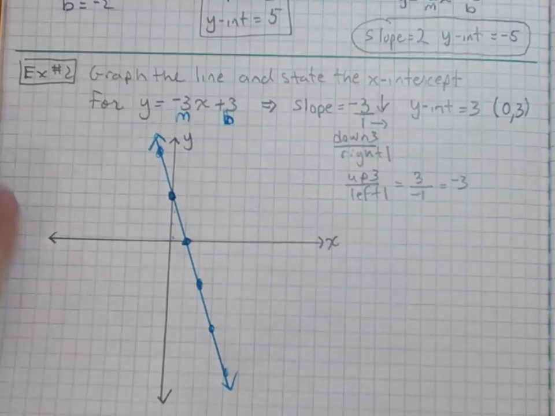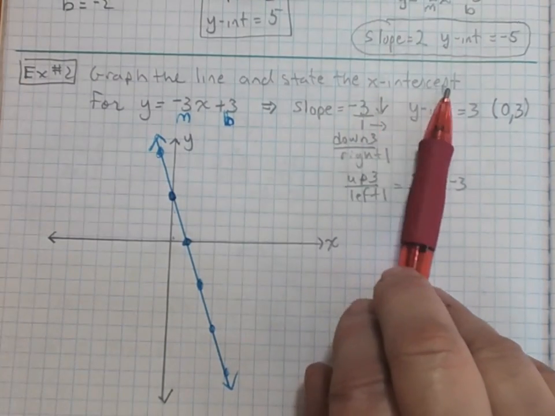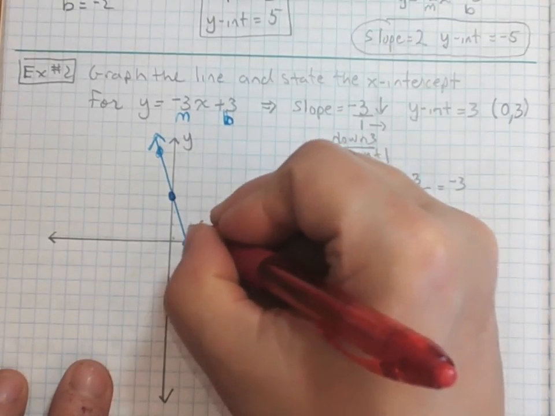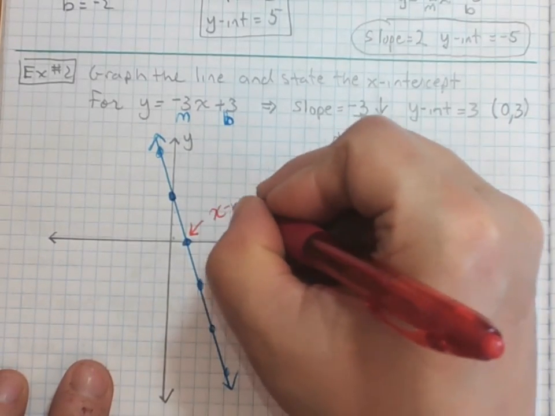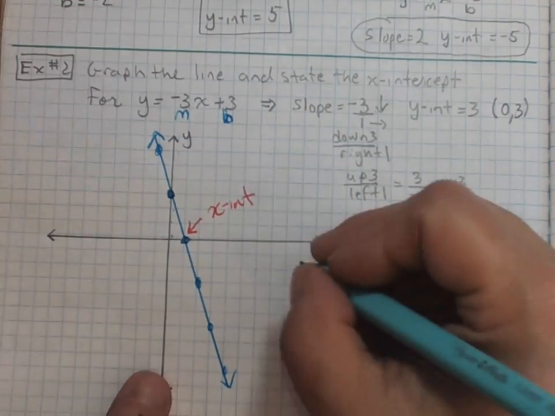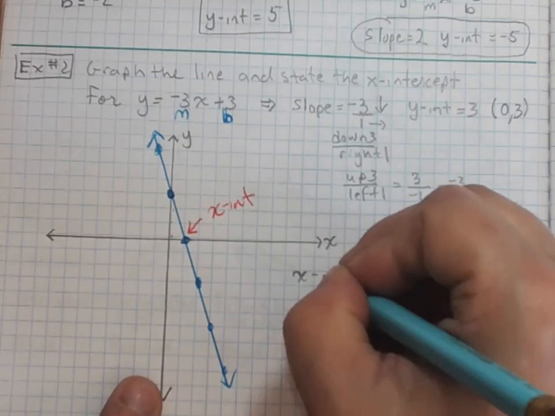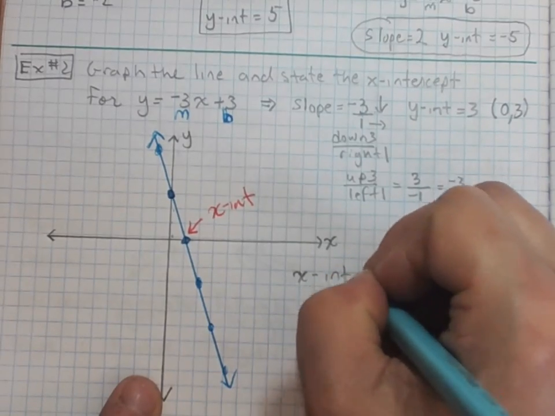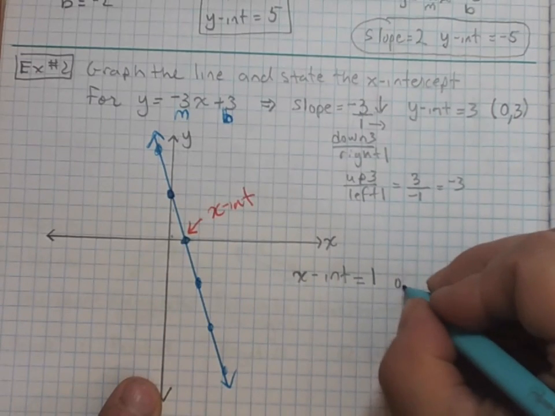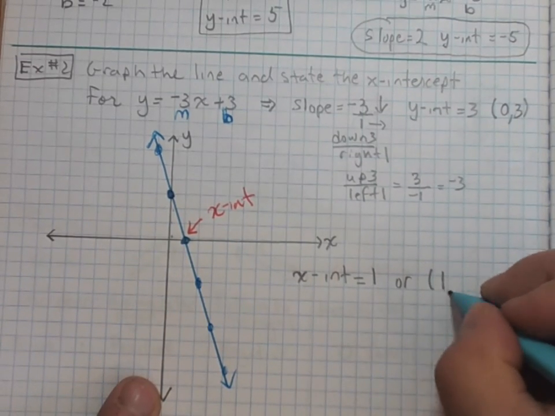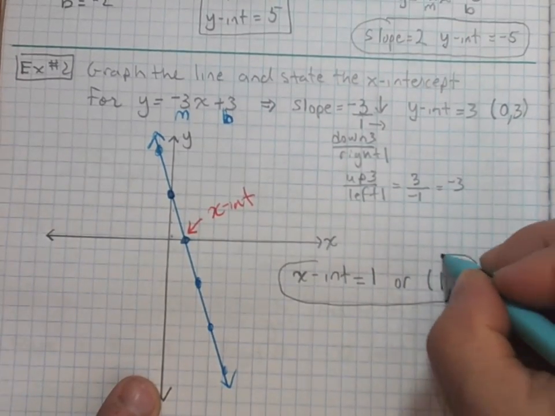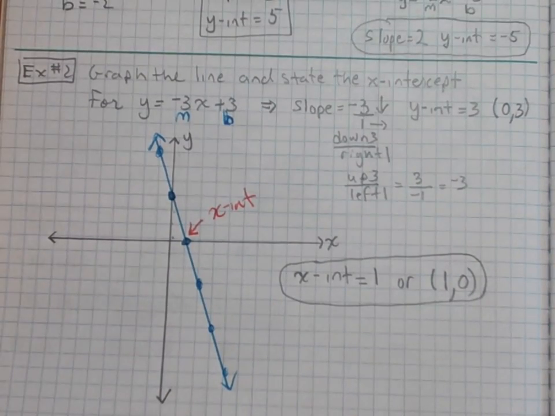And then we take a look at the graph. It does ask us to find the x-intercept. So where does this line cross the x-axis? Right there is our x-intercept. And so let's state that value. The x-intercept is equal to the number 1. Or alternately, you could just write the ordered pair for that point, (1, 0). So either way is fine. Time for practice.